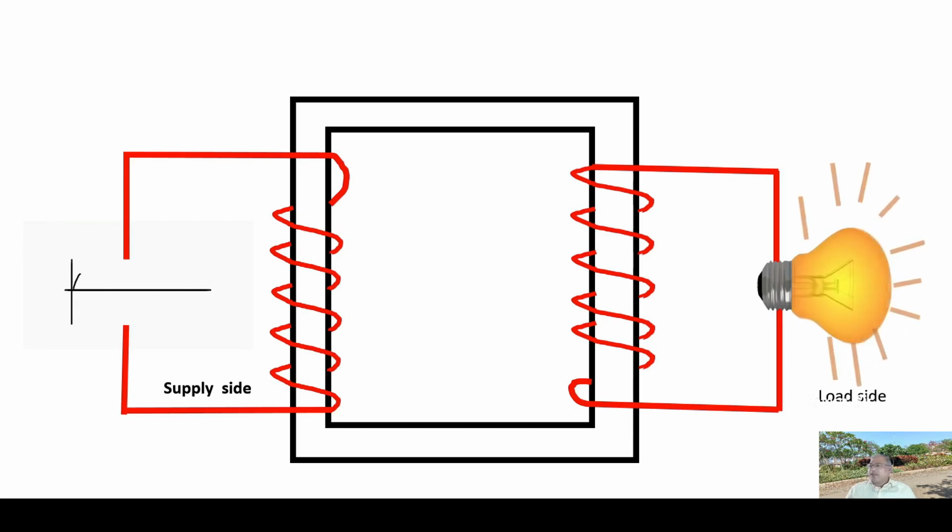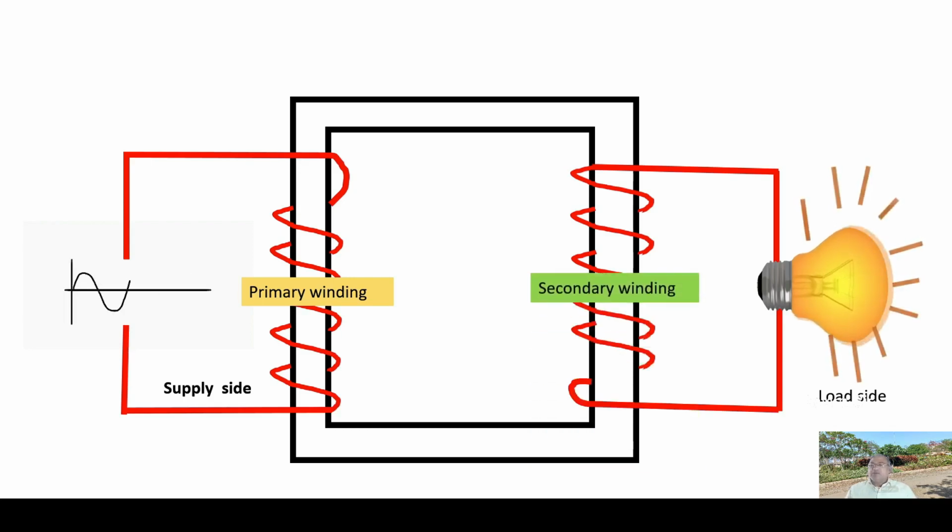So there are two windings, one on the supply side and another on the load side. The winding connected to the supply side is called the primary winding, and the winding connected towards the load side is called the secondary winding.